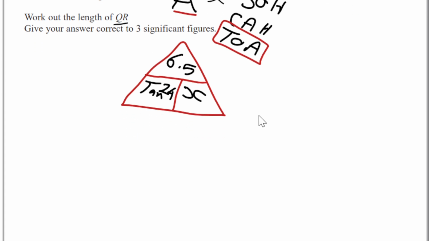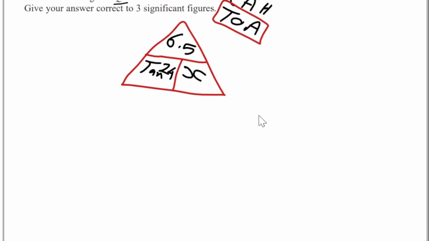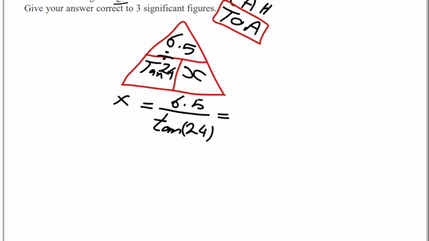Now how do you find X using this nice triangle? To find X, cover X with your finger, and this is a division here. So X equals 6.5 divided by tan 24. That's it. Just plug this in your calculator and it gives you a very big number. Since the question says to 3 significant figures, it's going to be 14.6. We round up. That's your 3 marks.